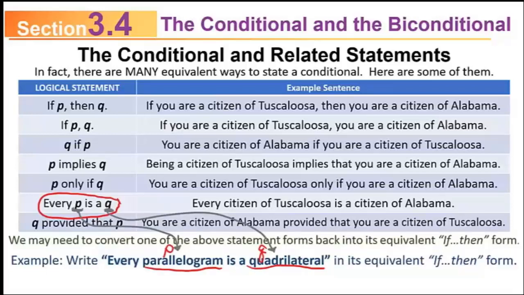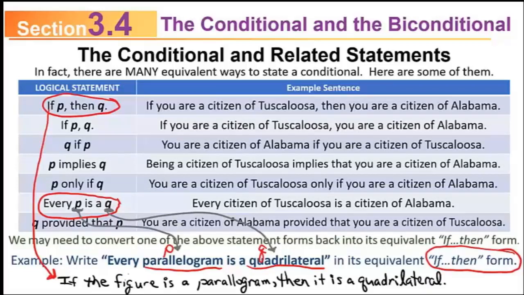So that tells me that the part about the parallelogram is the P, the part about it being a quadrilateral is the Q. So I can change it back to an if-then form by saying basically if parallelogram then quadrilateral, and then putting in a few words to make the sentence flow. So instead, I'll say, if the figure is a parallelogram, then it is a quadrilateral. It's really just that simple. You're going to use that chart to turn the statement back into if P then Q, and if it's necessary to add a few words to make it sound better grammatically, you can do that as well.